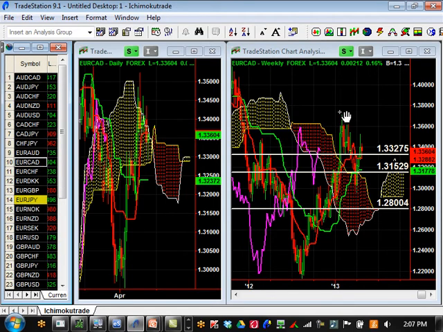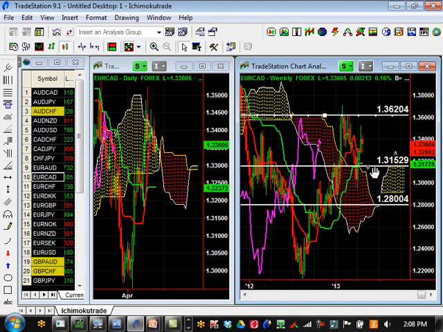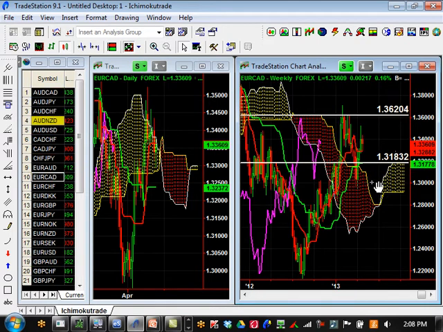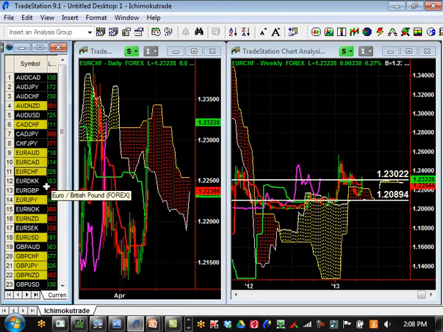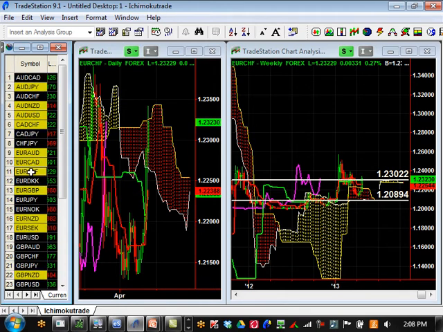EuroCAD's really not doing anything at all. If you look here, it basically bounced off the resistance there. Support on this is going to be here. Resistance on this is going to be 36.20. Support's going to be about 31.83. Euro Swissy, really not doing anything except ranging between 20.89 and 23.02.